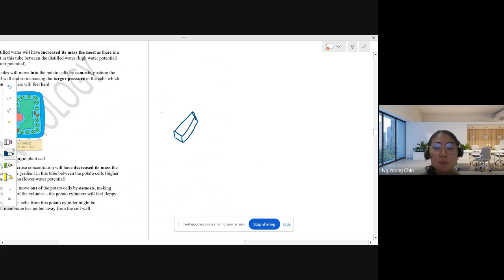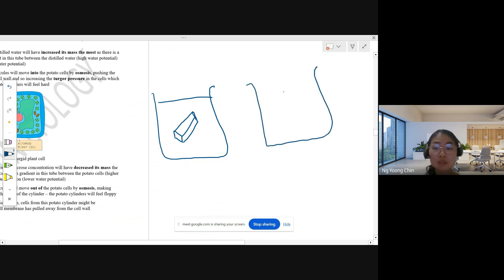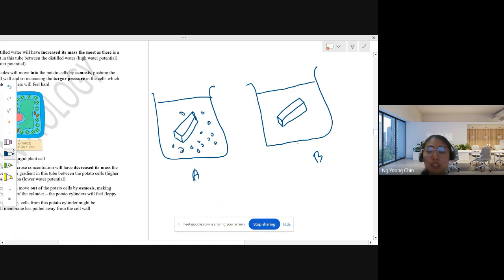Okay, so they will put this potato strip into a solution. Maybe they can use two types of solution, right? Both contain the potato strip, just with a different molarity. For example, this A and B. This solution A has the highest solute. That means that, see, this is a solute. Solution B has lesser solute. Just very little.